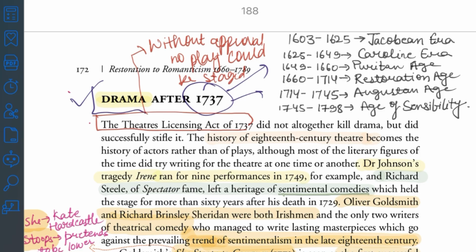The history of the 18th century theatre is written as the history of the actor. Why have they said that it became the history of actors rather than the history of plays? When the books say history of actors rather than plays, it means the actor became more important than the playwright, because creativity in writing was restricted, and the writing was not producing as much creativity as the actors were. Now the key actors who are very important. The first actor is David Garrick.